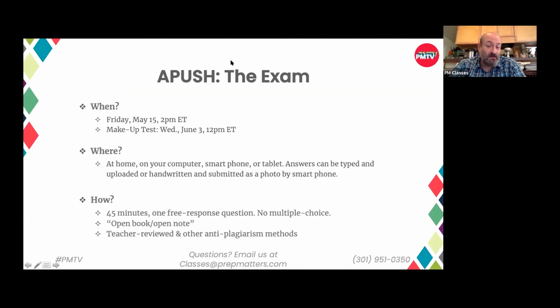At the moment, this class is designed to go through the first test. If there's enough demand for the second date, what I'll probably do is not repeat material, but do practice work with the DBQs, which is the format of the test, the modified DBQ. And I'll say more about that in just a second.